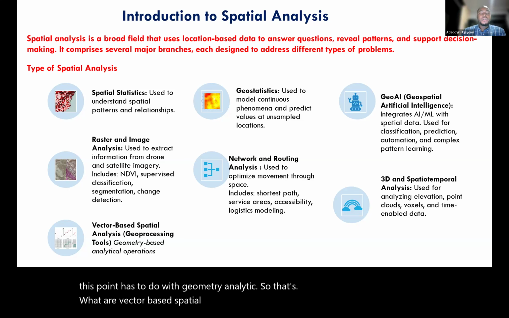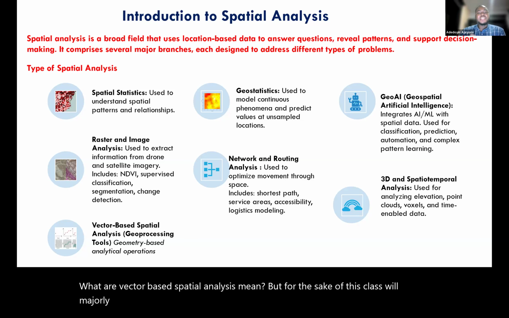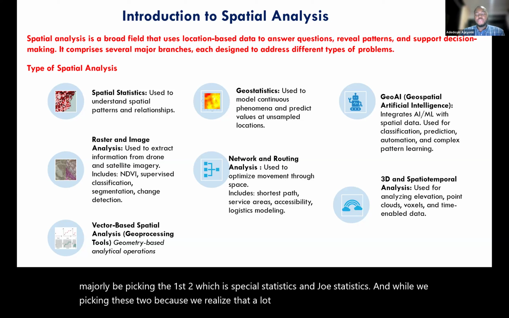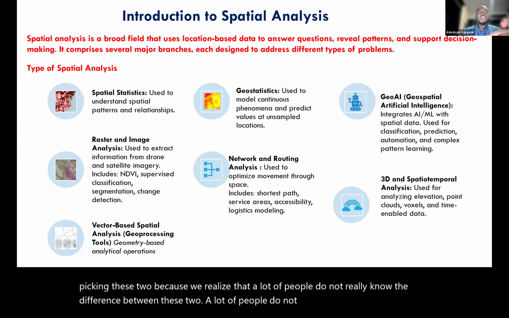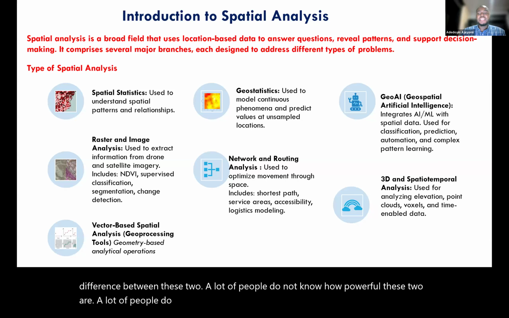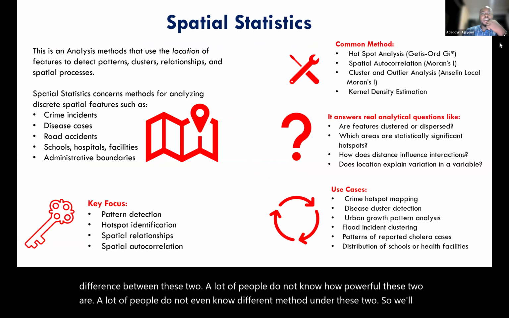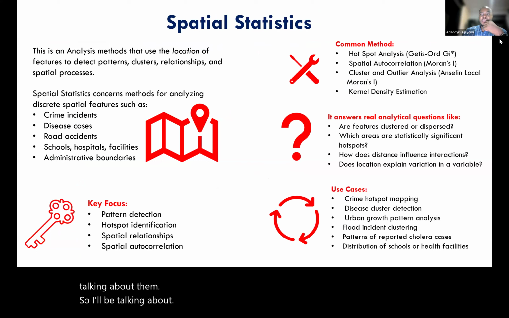But for the sake of this class, we'll majorly be picking the first two, which are spatial statistics and geostatistics. And why are we picking these two? Because we realize that a lot of people do not really know the difference between these two. A lot of people do not know how powerful these two are. A lot of people do not even know the different methods under these two. So we'll be talking about it. I'll be talking about spatial statistics first before I go to the second one.